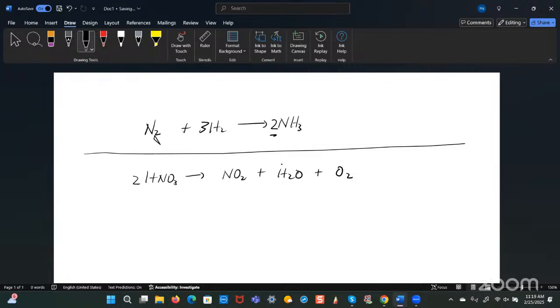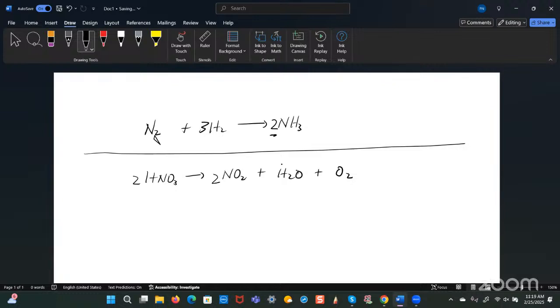Okay, now what about the nitrogens? Because of this 2 here, we have double the nitrogen on this side, and we have only 1 here. So what do we do? To balance the nitrogen, the 2 here, exactly. So the only other element left is the oxygens.